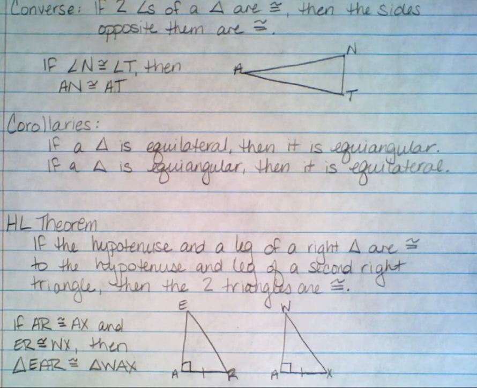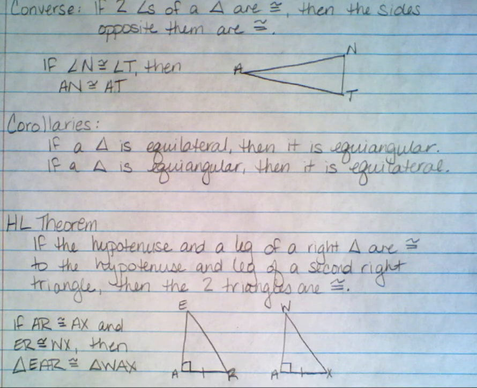So the HL theorem allows us to use the hypotenuse and leg of a triangle to prove that two triangles are congruent to each other. So the theorem reads like this. It says, if the hypotenuse and a leg of a right triangle are congruent to the hypotenuse and leg of a second right triangle, then the two triangles are congruent.